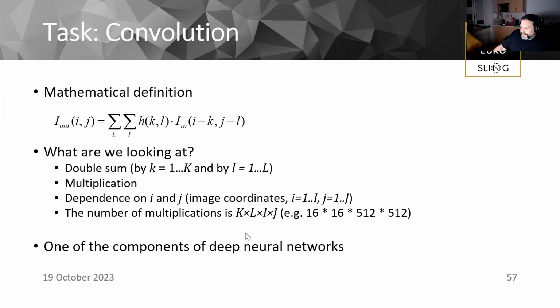Okay, so the number of multiplications here is quite high, because we multiply this image on the right with this small image H. So you see we have one big batch of multiplications. And this is one of the components of deep neural networks. One of the basic components is convolution. And now my question is, can this thing be parallelized? Look at this formula. Can we do these things in parallel? And if we would parallelize this, how would we do it?